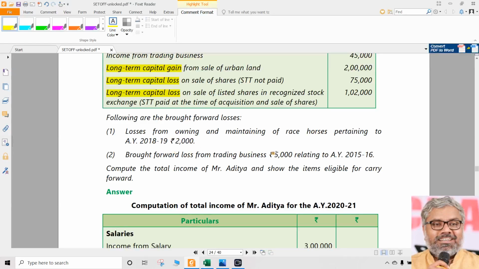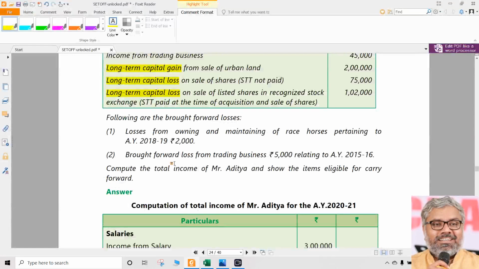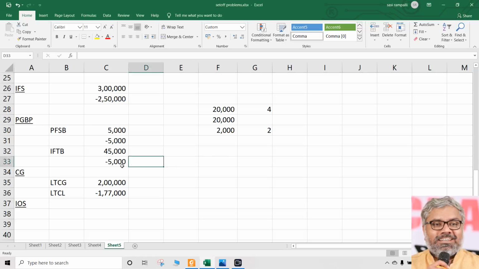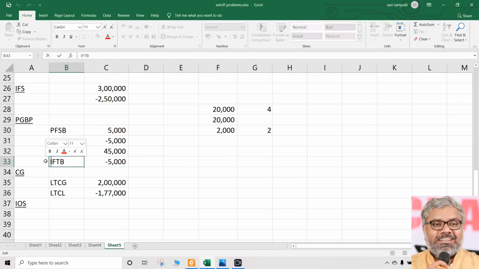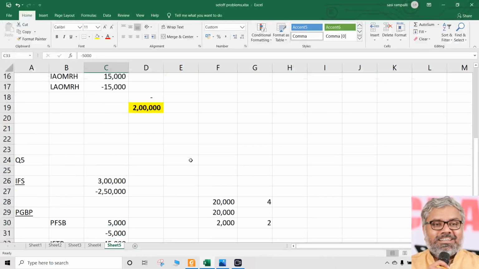Then brought forward loss from trading business, 5,000, related to assessment year 15-16. After 15-16, 8 years means definitely we are within the 8 years period, that is clear. So can this be set off here? Of course, yes, no problem. 5,000 can very well be set off because it is also from normal trading business. So we can call this brought forward loss from trading business, that is minus 5,000, which can be set off against the income of trading business. That's all. These are the items we have.